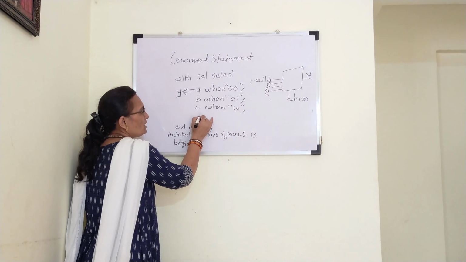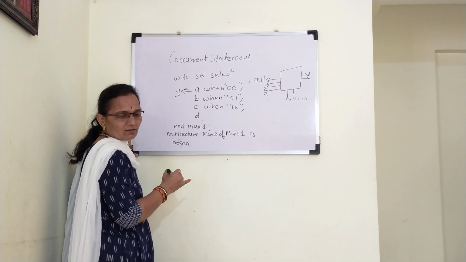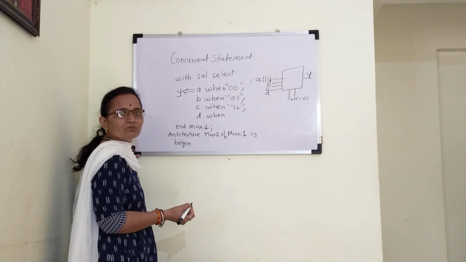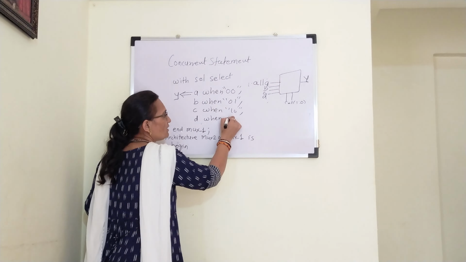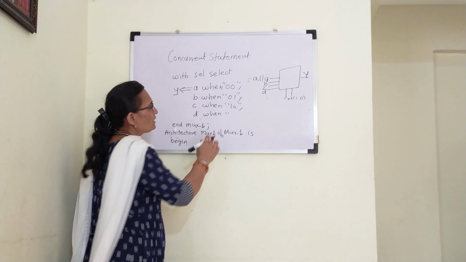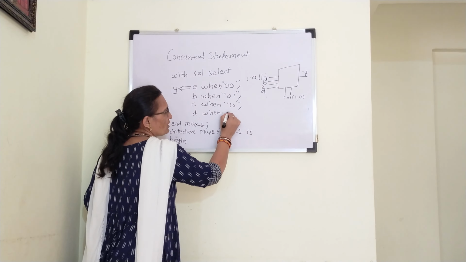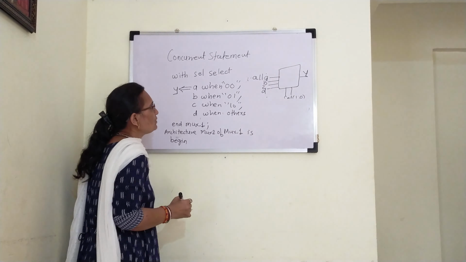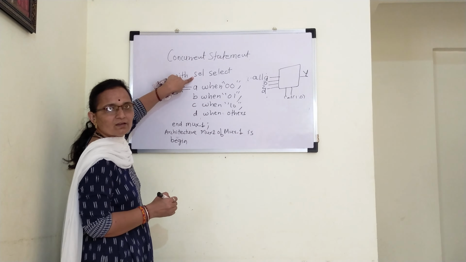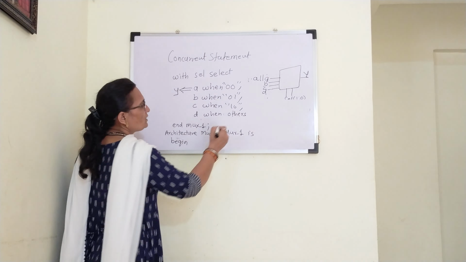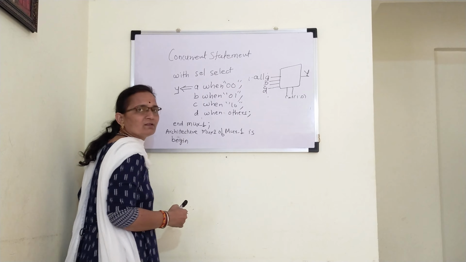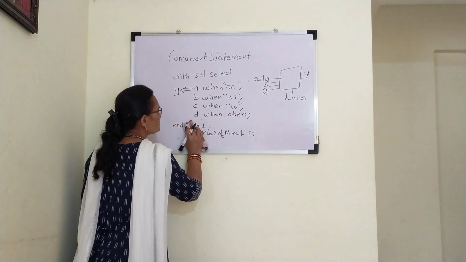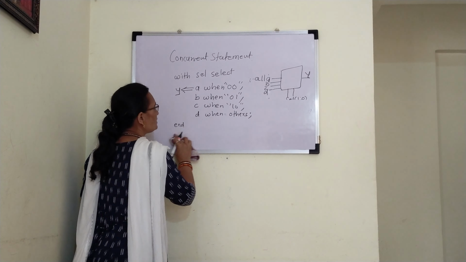Okay. Then D when any value. Any value you can write here. You can write others also. Doesn't matter. You can write the condition others, any value of this select. Then give the semicolon here, and then end your architecture. I am ending my architecture here.